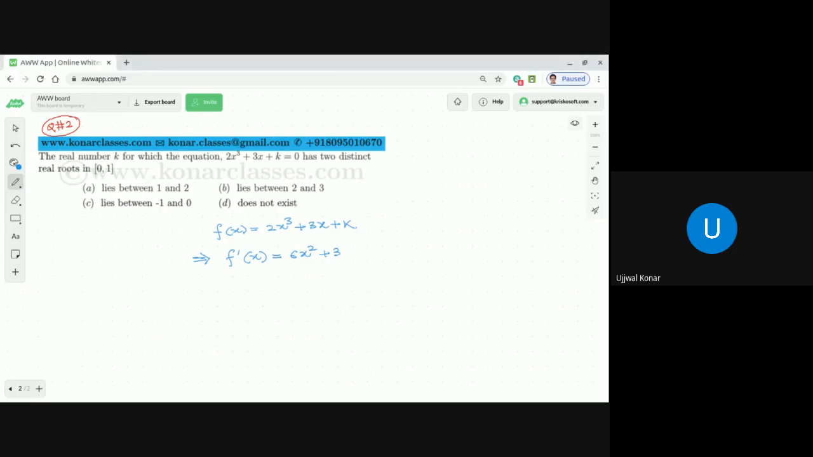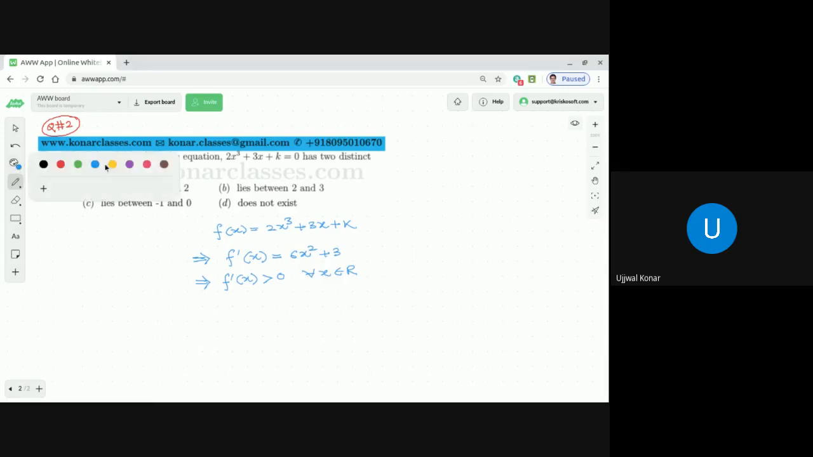Now, 6x square plus 3 is always greater than 0. Correct or not, dear students? For any x being a real number, f dash x is always greater than 0. So this implies f dash x is greater than 0 for all x belonging to the set of real numbers. And dear students, when f dash x is greater than 0, then the function f(x), meaning y equal to f(x), is an increasing function.